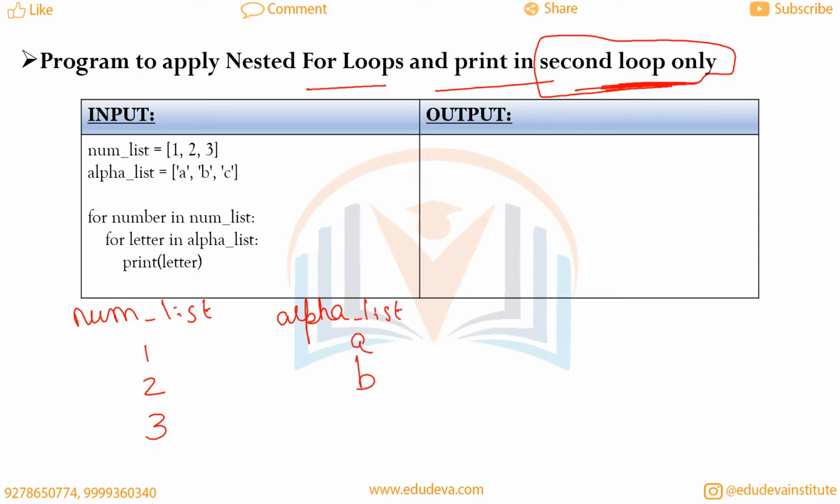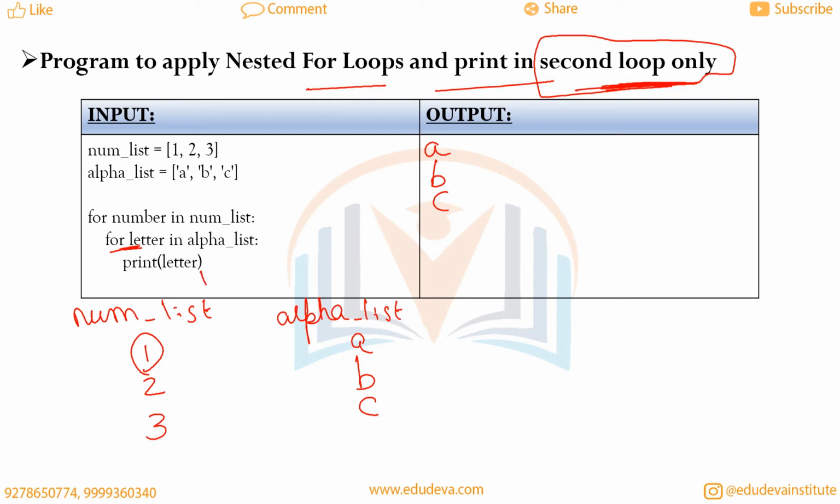So we will repeat the same concept. At the first point we will start our first for loop with the value of number as 1, but this time we are not supposed to print the value of number, so we will not print 1 in the output. What we will do, we will directly go to the second for loop, and under the second for loop we will print A, B and C in the output.